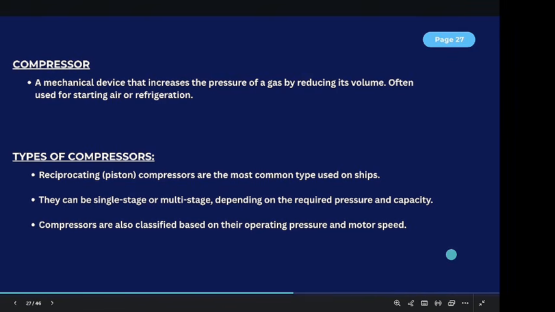And another type is what we call the compressors that are also classified based on their operating pressure and the motor speed. So the air compressors are an indispensable part of the ship's machinery, ensuring its safe and efficient operations.